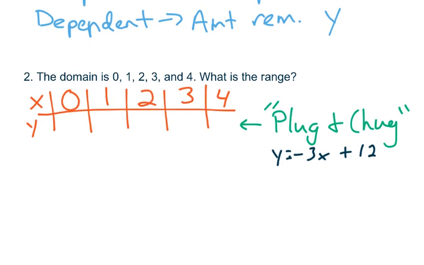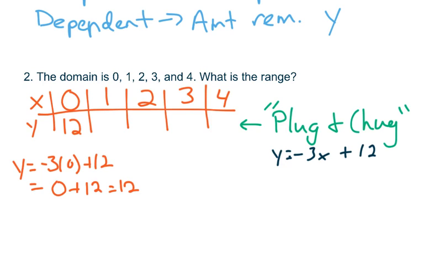Okay, so I'm going to take these x values, and I'm going to plug them in for our x, and we're going to find y. So let's start with 0. So y equals negative 3 times 0 plus 12. Negative 3 times 0 is 0, and then 0 plus 12 gives me 12. So my y value is 12 when x is 0.